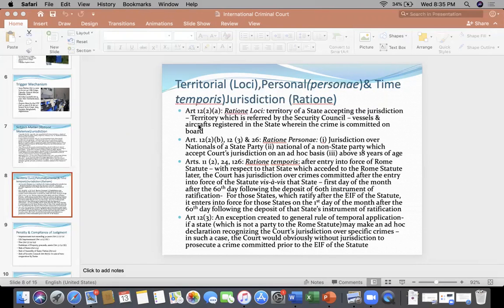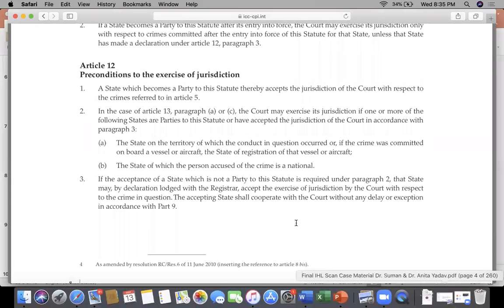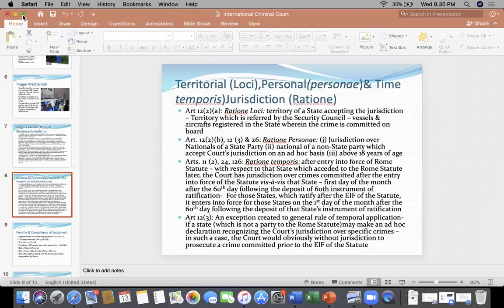Now we will move on to the personal jurisdiction, which is also called ratione personae jurisdiction. If you look at Article 12, paragraph 2, subparagraph B, it says when the state of which the person accused of the crime is a national. So suppose country A has signed the Rome Statute, and a national of country A, suppose XYZ, has committed the crime, then XYZ will also come under the jurisdiction of ICC because country A has signed and ratified the Rome Statute.